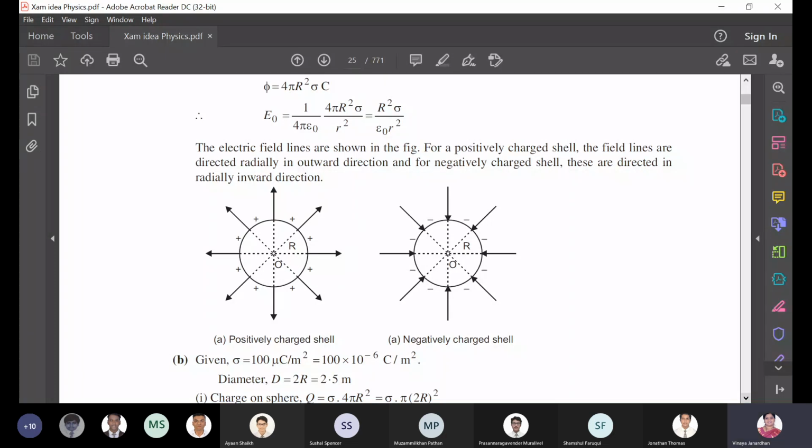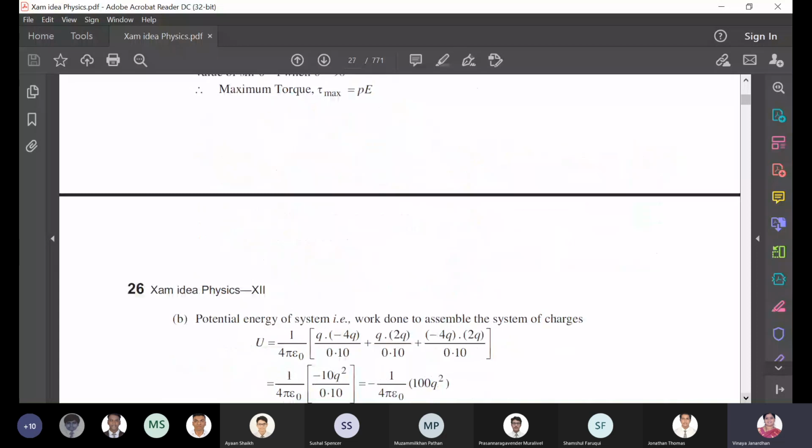So you should know how to draw the electric field lines for an isolated positive charge, an isolated negative charge, for a dipole, right? And the third one, this one, the charged shell, negatively charged shell.